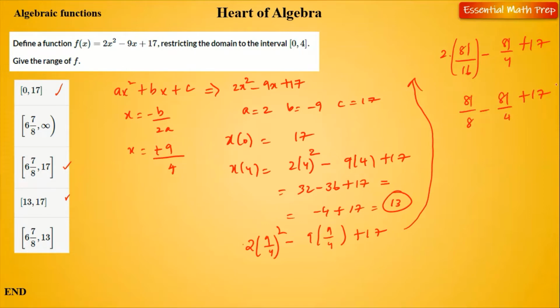So 81 over 8 would be roughly 10. 81 over 4 is roughly 20, plus 17. So that's negative 10 plus 17, which is 7. So the smallest is 7, maximum is 17, right? So that means it'll be one of these two. Again, keep in mind, I rounded it off, so this doesn't look perfect, but it'll be one of these two, okay?